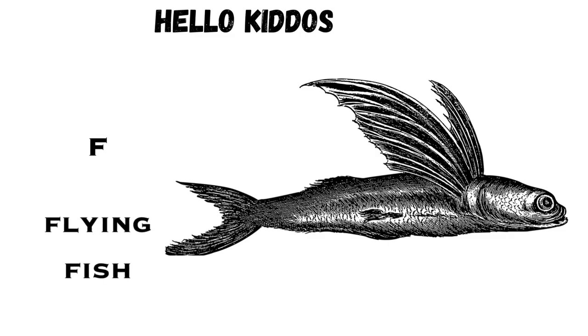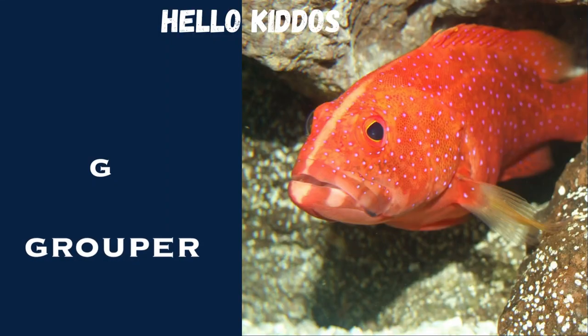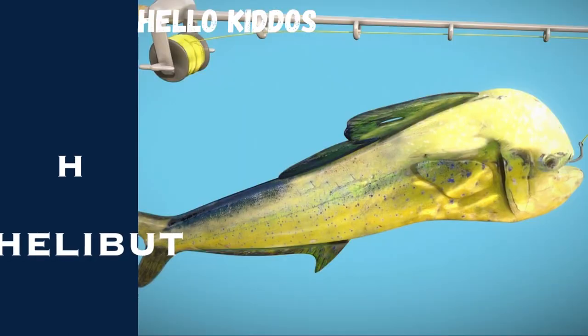F for flying fish. F for flying fish. G for grouper. G for grouper. H for halibut. H for halibut.